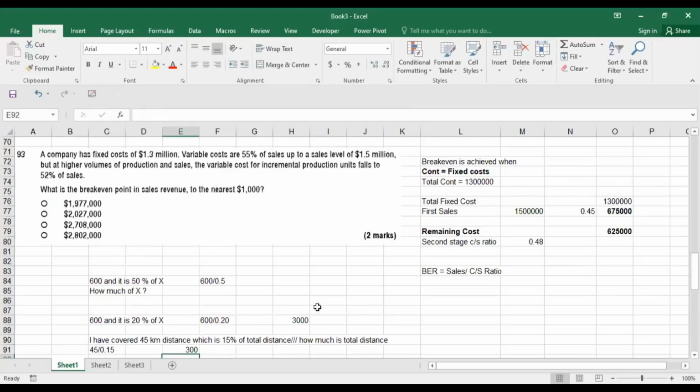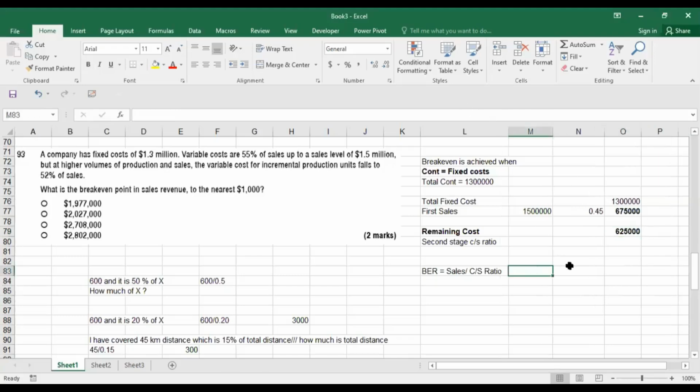Great. Now I'm coming back here to this question. I say I need 625,000 in contribution, and 625,000 contribution is 48% of the sales. So how much should the sales be then? Do you understand? If I say that 13 million, no, not 13 million. 1.3 million. I need contribution of 625,000.